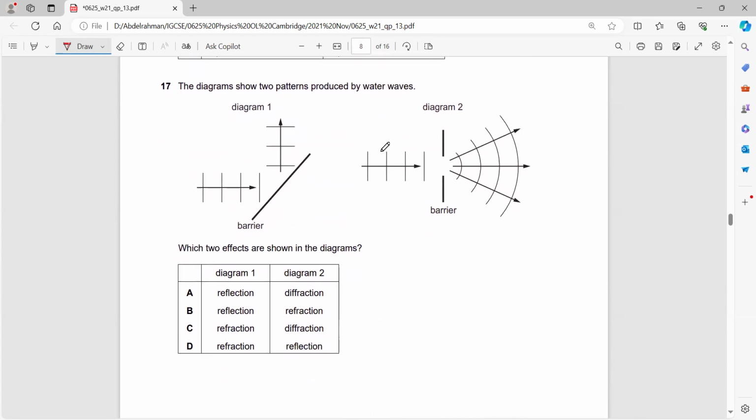Question 17. Which two effects are shown? One and two. What's one? Could it be refraction? No, cannot be refraction. One is reflection and two is diffraction. When it passes through a gap in a barrier, what happens? Diffraction. Reflection and diffraction.